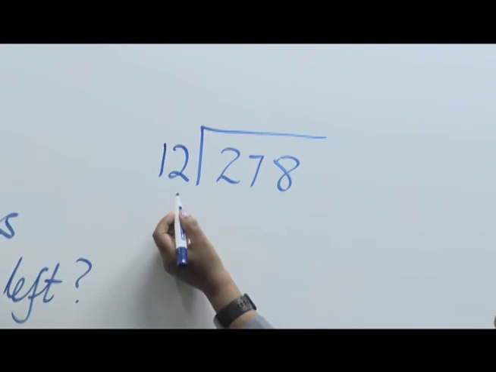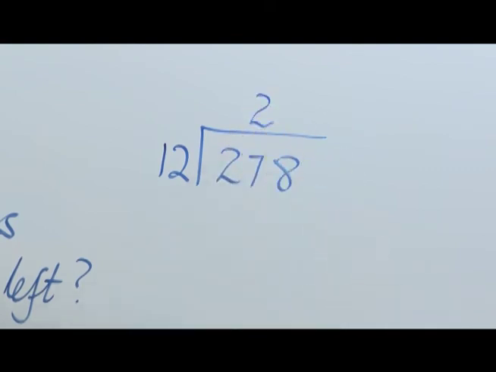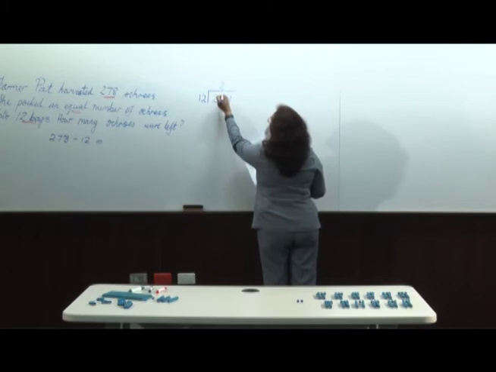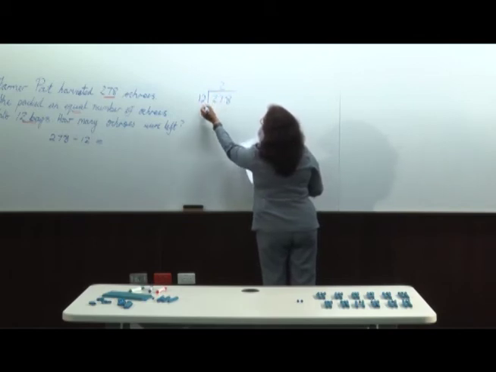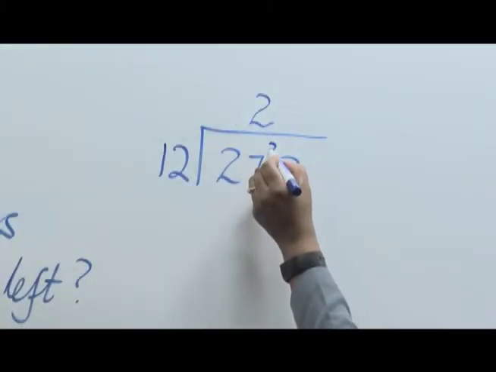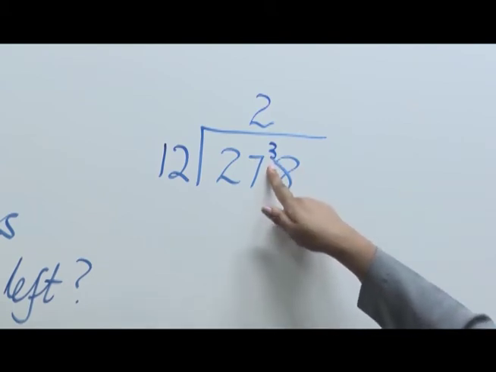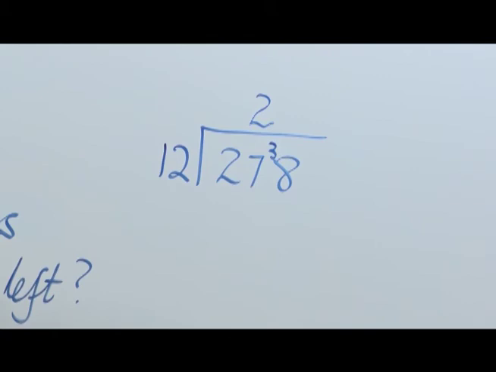So 27 can be divided by 12 twice. Remember, this 2 here represents 20. 2 times 12 will give me 24. So my remainder from the 27 is going to be 3, and I'm going to write that 3 right there. So that 3 there is also 3 tens, which is 30. When it's added to the 8, it's 38.